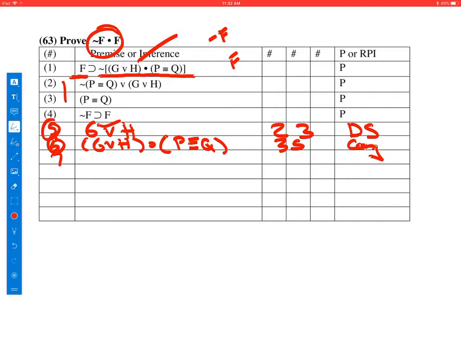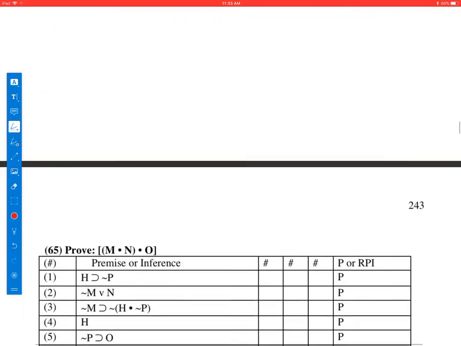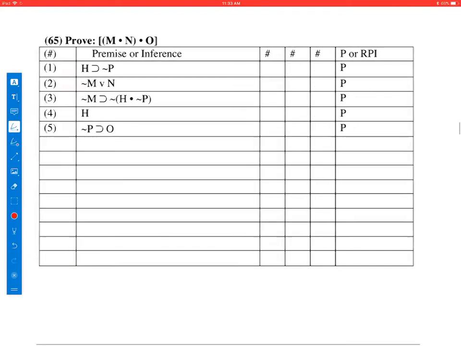And line 6 is the opposite of the consequent on 1, so I get not F, 1 and 6, modus tollens. All right, so I've got my not F, and look at line 4. Strange, but it says if you have a not F, then you get an F. So because I have a not F, I have an F. So that's from 4 and 7, modus ponens, and now I just put those two creatures together, not F and F, 7 and 8 conjunction, and we're done.